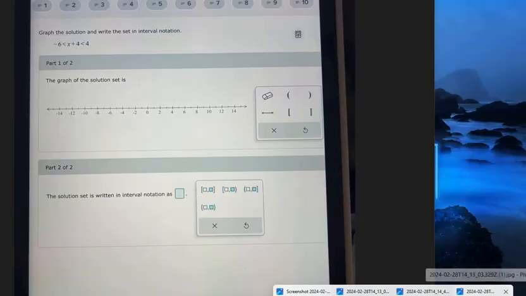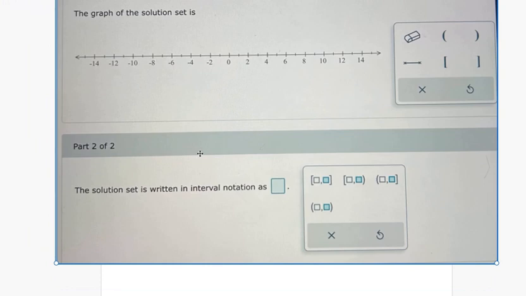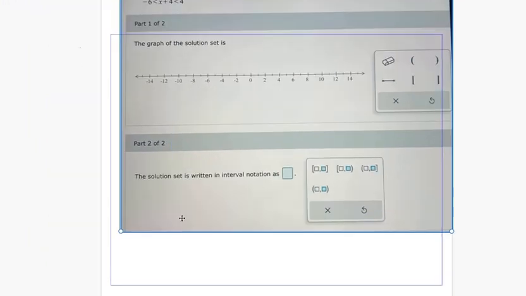Oops, I think there's something extra. Yeah, here. Let me change the screen. Sorry. Okay, there we go.